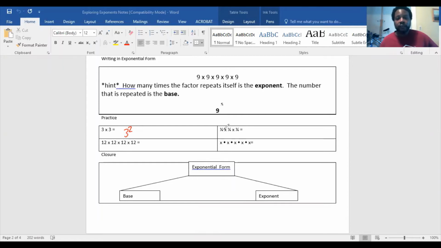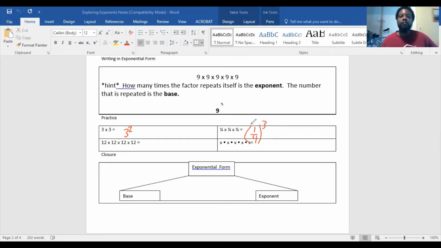So over here, I have 1/4 times 1/4 times 1/4. So my base is 1/4. How many times do I see that 1/4? I see it 3 times, so my exponent is 3. And I'm putting those parentheses to be clear that I'm not raising just the 1 to the 3rd power, but the 1/4 to the 3rd power.